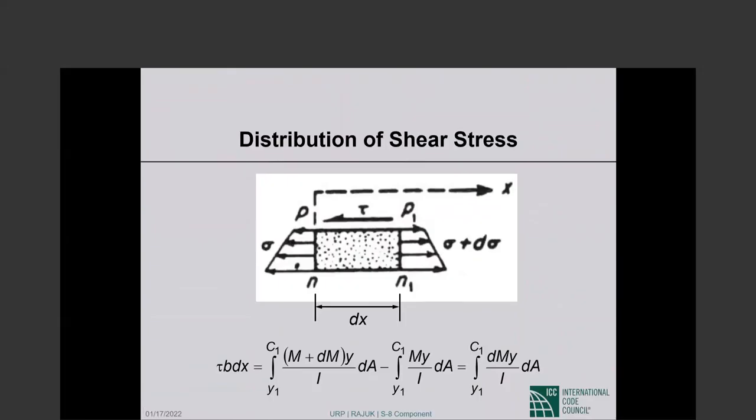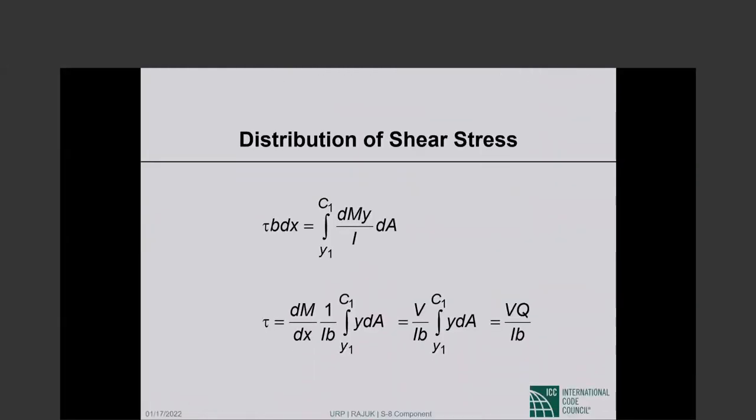So for equilibrium of this elemental block, the horizontal force tau works over the distance dx, and the width of the beam is b. So the total shear force is tau b dx. It is equal to the total normal force on this face, minus the total normal force on the left face. When you take this away from that, you end up with dM over I times y integrated from y1 to c1. So this is what we get from force equilibrium of that elemental block.